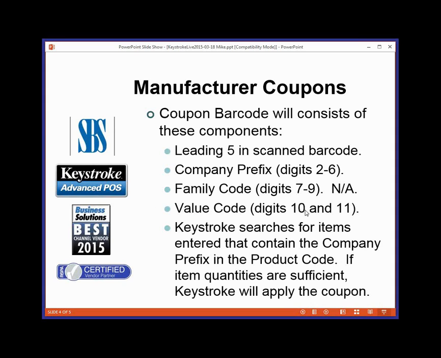Value code is digits 10 through 11. There's 99 different value codes that can be used. And again, Keystroke searches for the company prefix in the product code. So that's why we have to put the full product code in the Keystroke product code field. So I'll open up here for any questions, and let me know if you have any questions on our manufacturer coupons today.